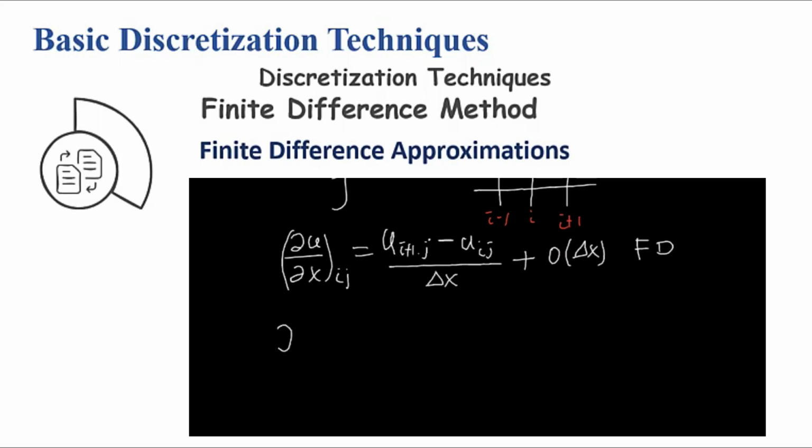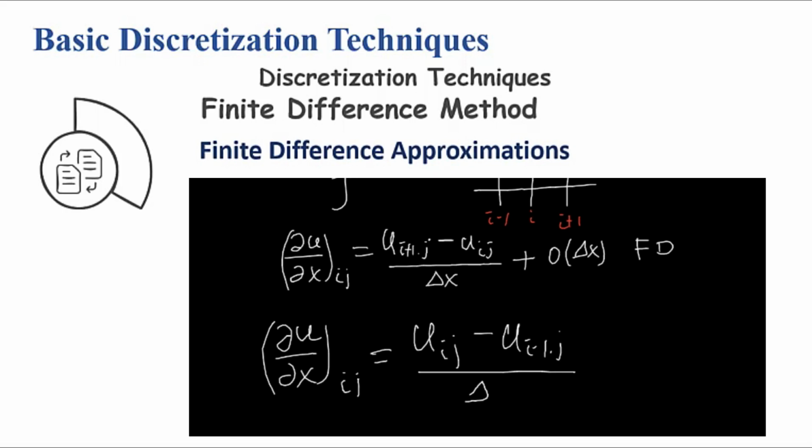Second, backward difference. Also derived from the Taylor series, this method looks one step backward. The partial derivative of velocity with respect to x at the point i,j is approximately equal to the velocity at i,j minus the velocity at i minus 1,j, divided by change of x, plus the first order accuracy.